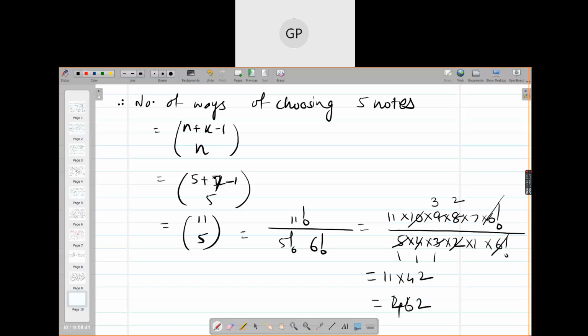So it may happen that you may get all 5 notes of one type only. It may happen that you get one note of each type. Now there are 7 types, right? So it may happen that one note of each type you will get and 2 types you will skip. So there are again different combinations. Do you understand the question? Yes, ma'am.